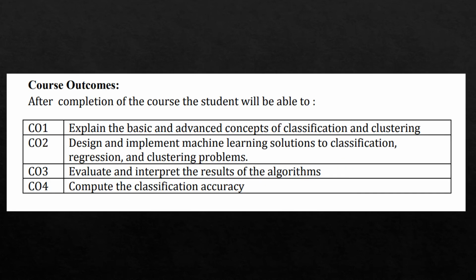And the course outcomes are, the first one is, the student will be able to explain the basic and advanced concepts of classification and clustering. The second outcome is, the student will be able to design and implement machine learning solutions to classification, regression, and clustering problems. The third outcome is, the student will be able to evaluate and interpret the results of the algorithms. And the last outcome is, the student will be able to compute the classification accuracy.